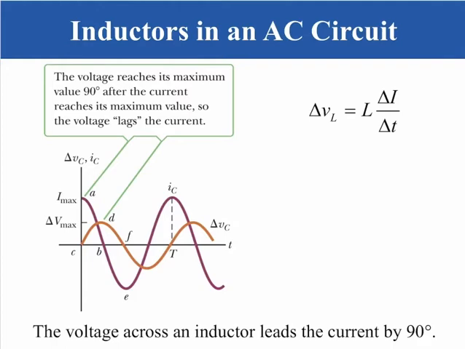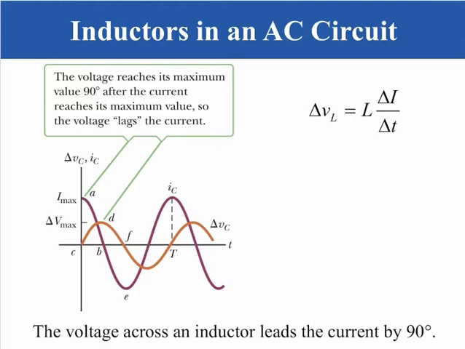Take a look at point A on the current curve. Here, the current is beginning to increase in the positive direction. At this instant, the rate of change of current, the slope of the current curve, is at maximum. As the current rises between point A and B on the curve, the rate of change of current gradually decreases until it reaches 0 at point B. That means the voltage across the inductor is decreasing during this same time interval, as you can see by the segment between C and D on the voltage curve.